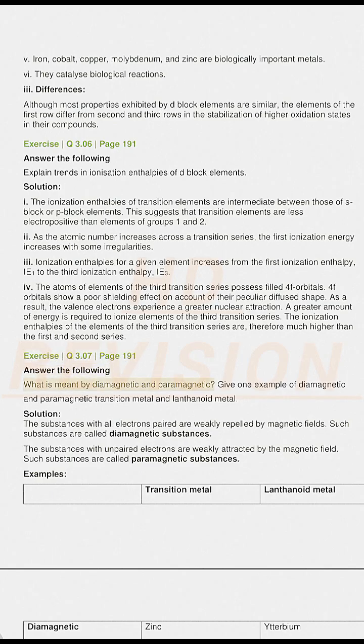Exercise Q 3.07, page 191. Answer the following. What is meant by diamagnetic and paramagnetic? Give one example of diamagnetic and paramagnetic transition metal and lanthanoid metal.